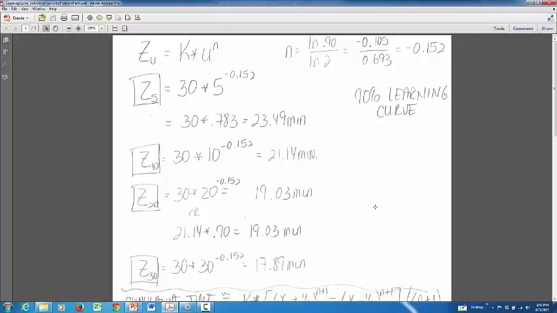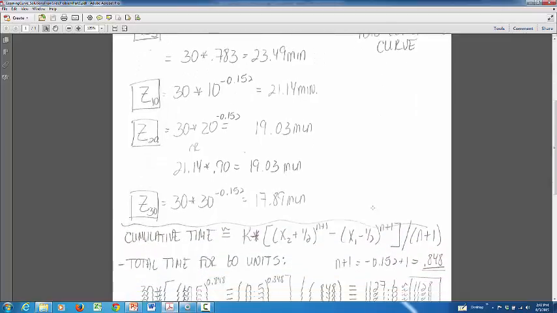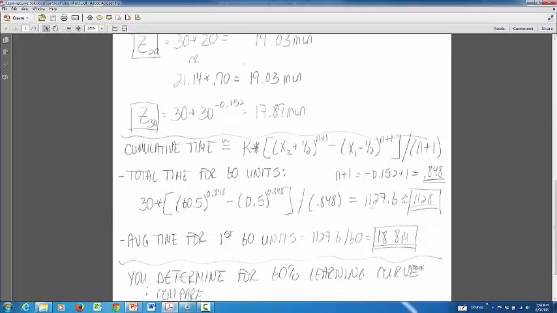All right. Then another question we might want to know is, how much time is it going to take us to assemble the first 60 units? Let me look at the problem here to see what I did. So what is the time to produce the first 60 units?